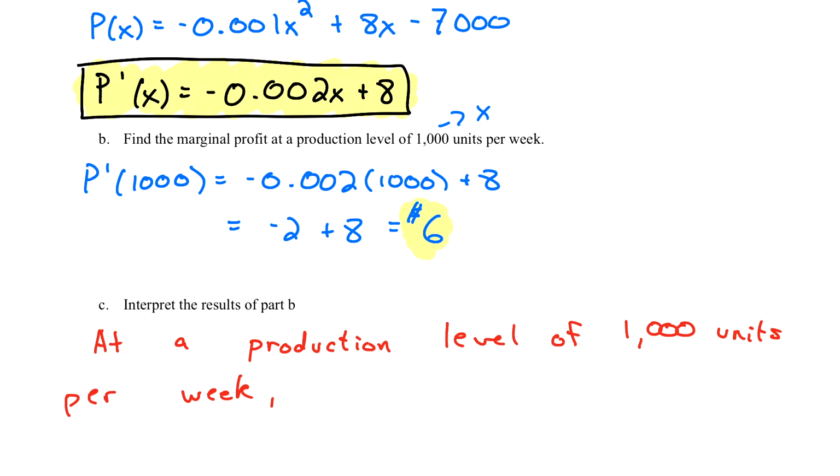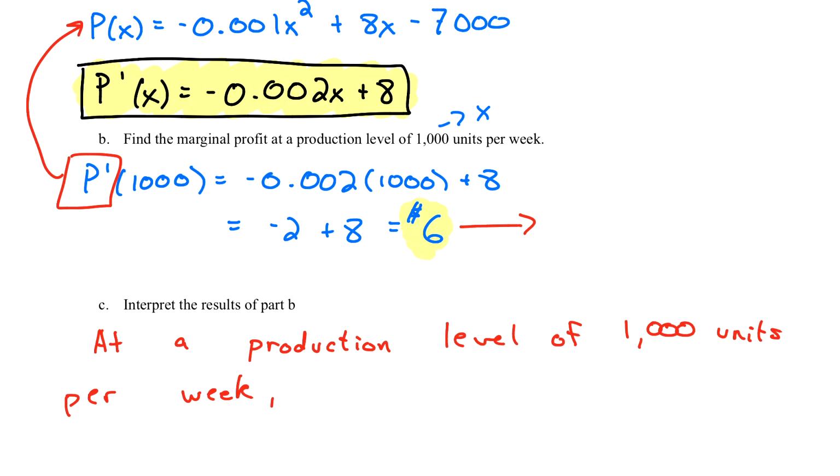Well, that $6, if we look at how we found it, we found that by plugging 1,000 into P prime. Remember, P prime, that's the derivative of P of x, my total profit function. So the derivative is telling me the rate of change, in this case, of my total profit function. So this $6 is going to tell me how my profit function is changing. And don't overthink it here.